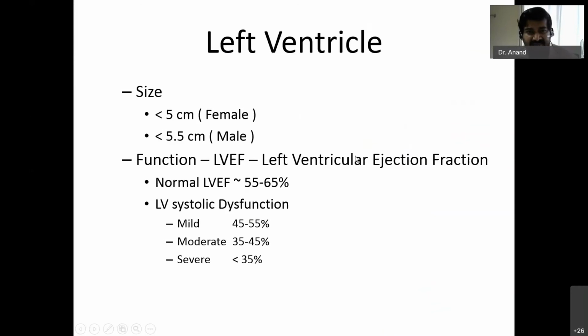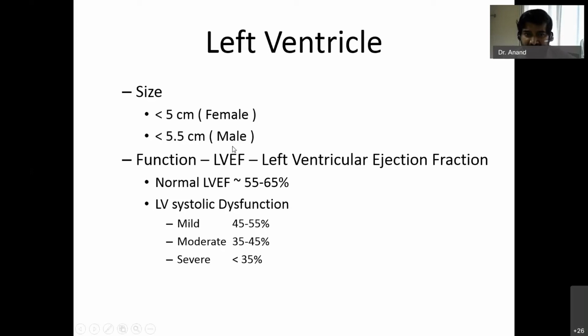So let's start with the left ventricle. The key number we want to know about is the LVEF, or the left ventricular ejection fraction. You need to know what the normal is, which is around 55 to 65, and the degree of systolic dysfunction. The EF corresponding to that is also important. Just remember 35, 45, and 55. Less than 35 is severe, 35 to 45 is moderate, and 45 to 55 is mild systolic dysfunction. So you should be able to correlate the degree of symptoms with the degree of LV dysfunction.